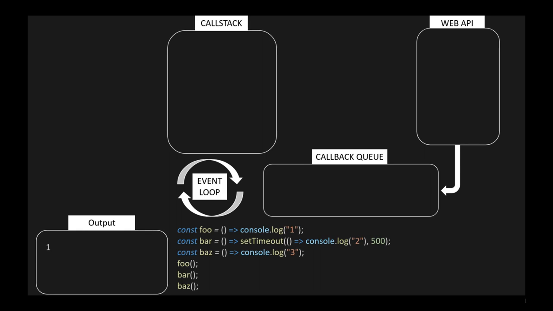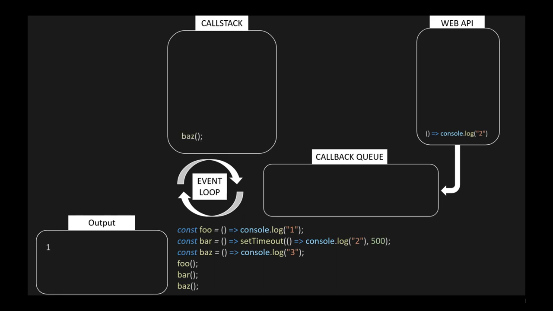Now, bar function is called and it'll be added to the call stack. It has a setTimeout function, which is first added to the call stack and then executed. Because setTimeout function is asynchronous, it'll be added to the web APIs and removed from the call stack. Then bar function will be removed from the call stack, which doesn't have anything to execute.